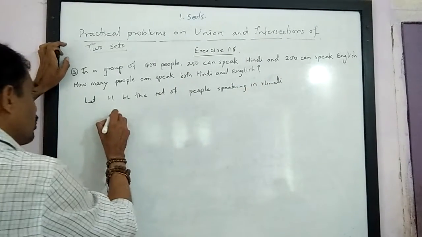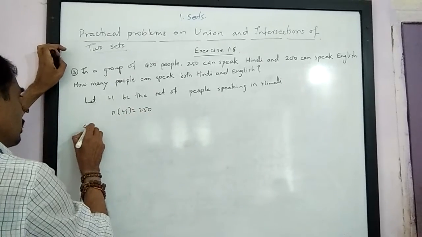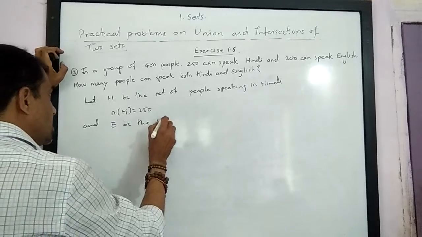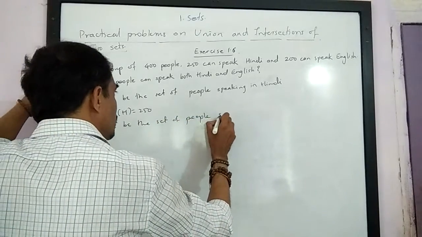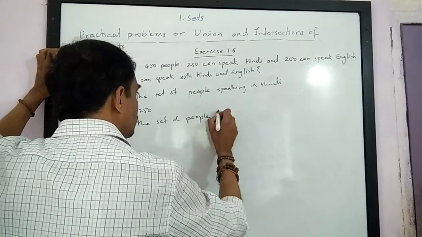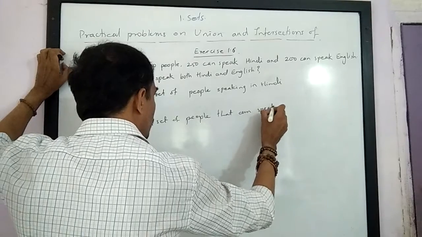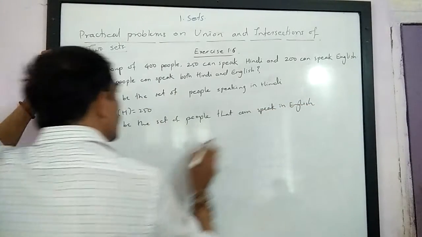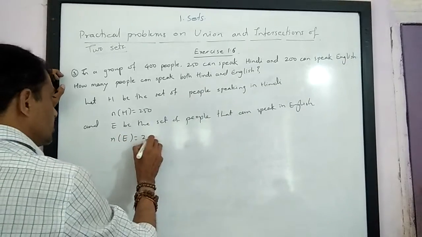Now this is given to us. Number of elements in H set are 250, and E be the set of people that can speak English. It means number of elements in E set are given to us as 200.